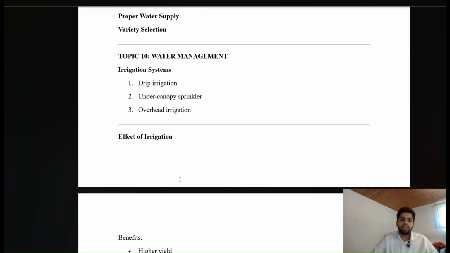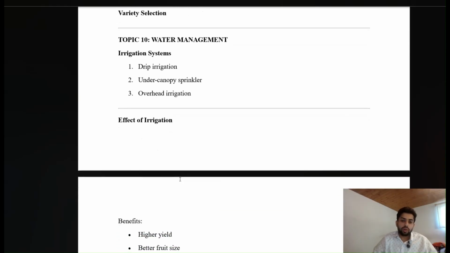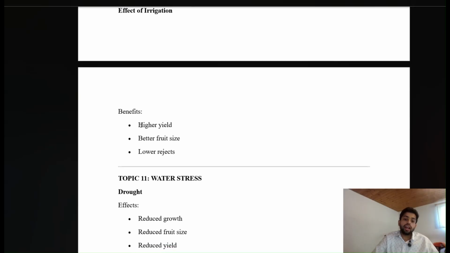And the next topic is water management. It is also very important, as the irrigation system is one of the best things which can increase our yield, so it should be studied and carefully done. The first one is drip irrigation, which is always best, and the second is under canopy sprinklers and then overhead irrigation. Of these three, the first one is very good, the second one is better, but the third one is not so good because it can increase fungal diseases. And what are the effects of irrigation? It helps in higher yield, better fruit size, and lower rejects.